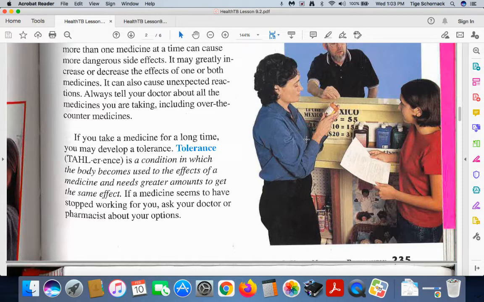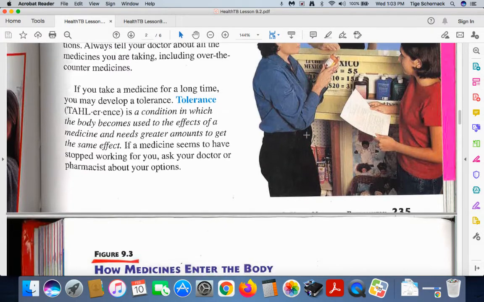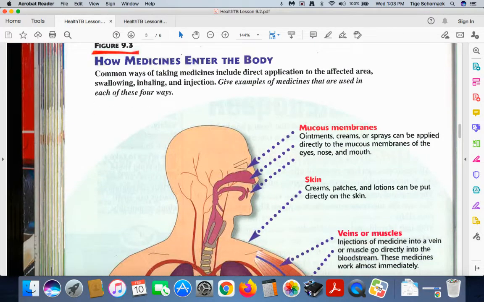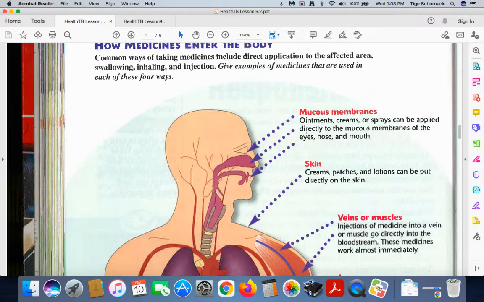If a medicine seems to have stopped working for you, ask your doctor or pharmacist about your options. Don't ask Dr. Google. Ask an actual doctor. Common ways of taking medicine include direct application to the affected area, swallowing, inhaling, or injecting. Give examples of medicines that are used in each of these four ways, which we will.